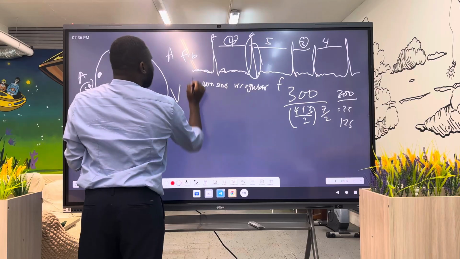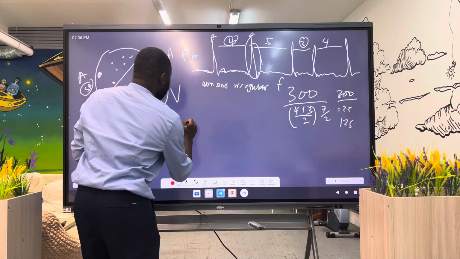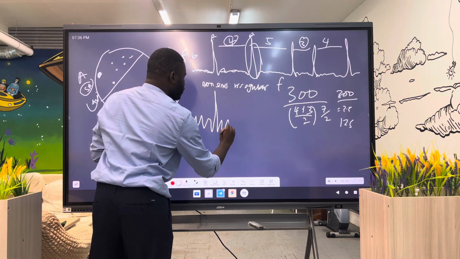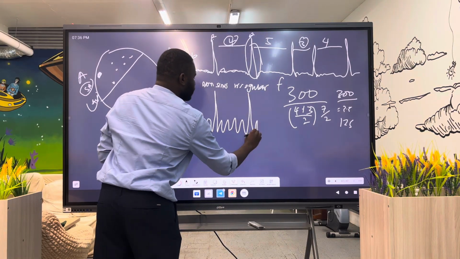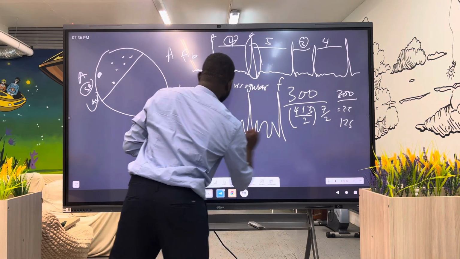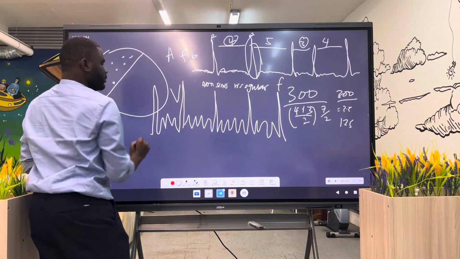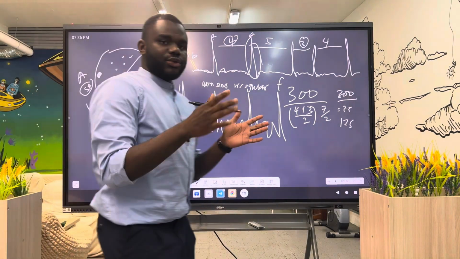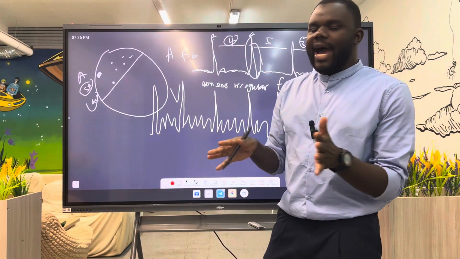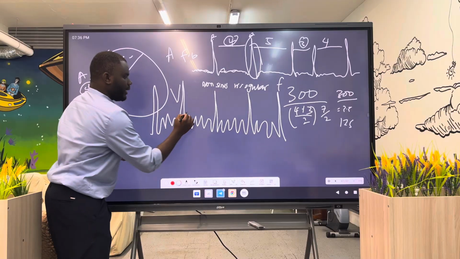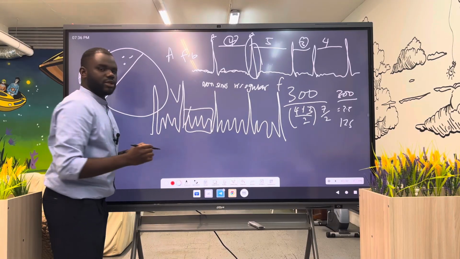The next one we need to talk about is what? Atrial flutter. Atrial flutter is quite beautiful because it looks like this. 1, 2, 3, 4. 1, 2, 3, 4. Then maybe we might have here 1, 2, 3, 4. So atrial flutter is quite beautiful on the eye. Why? Because you have what we call what? Sawtooth. The presence of this.